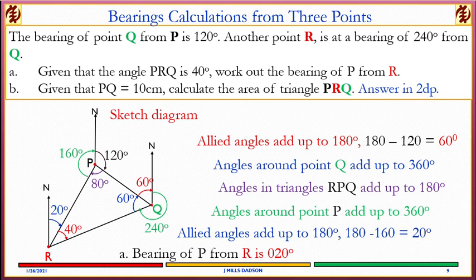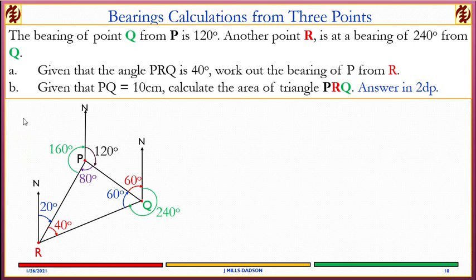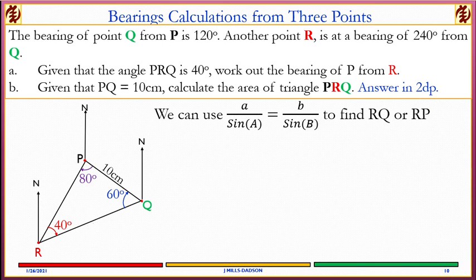We've answered part A. Part B is just a connection of bearing to trigonometry. So let's look at part 2. It says given the PQ is 10 cm, so this is 10 cm. Work out the area of the triangle. Okay, and we know that with sine rule, if we calculate one side, we can use any included angle to work out the area of the triangle. So I can choose to work out RP or RQ using sine rule. I want to work out RQ, so I call this X.